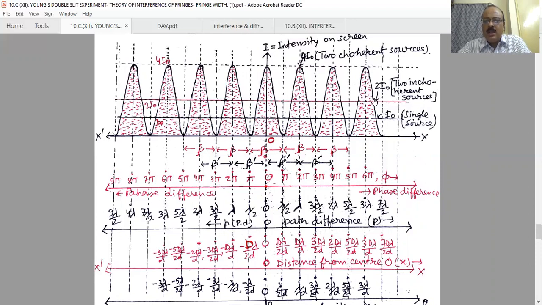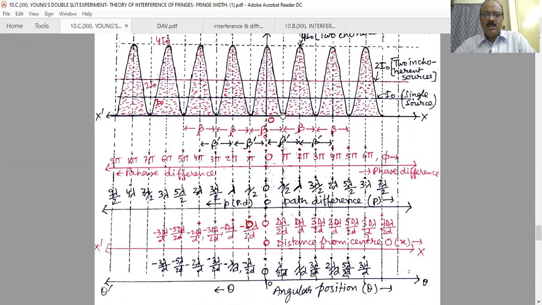Now, if there is only a single source, this is its intensity. If there are two incoherent sources, each of intensity I naught, then for equal illumination the total intensity you will observe on the screen will be 2 I naught. But if the two sources are coherent and interference takes place, the intensity at the maxima will be 4 I naught, and the intensity at the minima will be 0. So for a single source we get I naught; for two incoherent sources, each of intensity I naught, we get a continuous intensity of 2 I naught; and for two coherent sources incident on the screen, at the maxima we get 4 I naught.